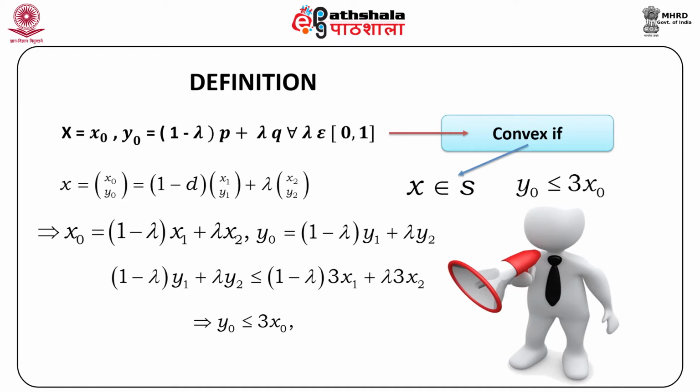Now we multiply the first inequality by (1 minus lambda) and the second by lambda and add the resulting inequalities to get (1 minus lambda) times y1 plus lambda times y2 is less than or equal to (1 minus lambda) times 3x1 plus lambda times 3x2, which implies y naught is less than or equal to 3x naught. This proves that S is convex. Try to show using the definition that a hyperplane and half space in Rn represents a convex set.